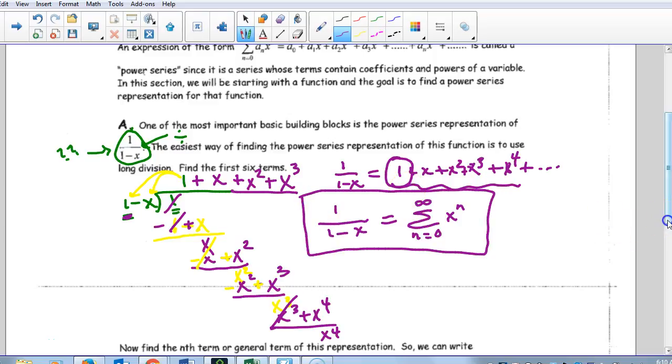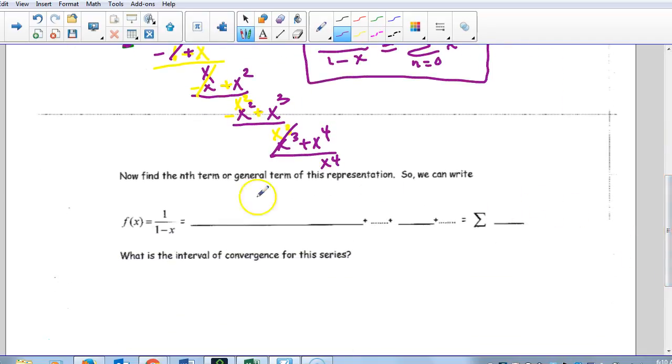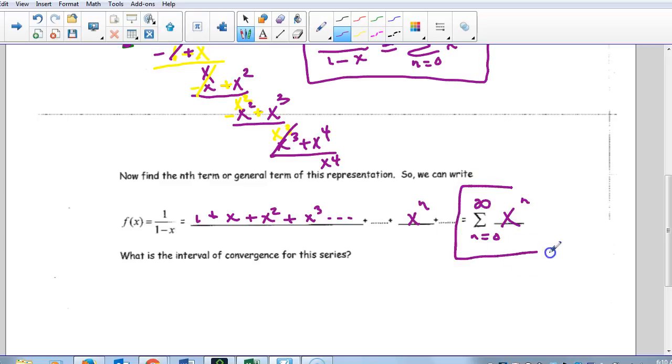So on the line below that, that's where we write this. 1 over 1 minus x is 1 plus x plus x squared plus x cubed plus blah blah blah. x to the n is my rule. It's going to be the sum from 0 to infinity of x to the n. This is a building block. This is gigantic, because from that we're going to build all kinds of other series.